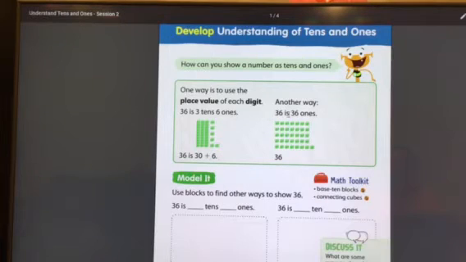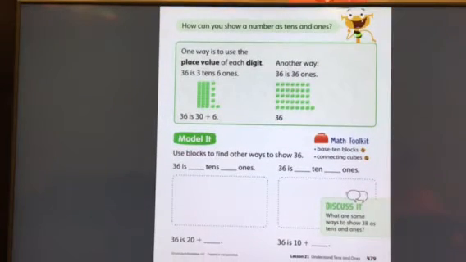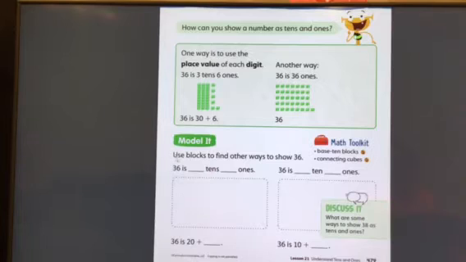Another way is that 36 is 36 ones. So you could just have 36 individual pieces. This would be a lot longer to count than using your 10 blocks and counting by tens first. So that's what we're going to be working on today, finding other ways to show the same number. As we go down to the bottom, it says to use blocks to find other ways to show 36. This is where it might be helpful if you have paper for your child to be using.